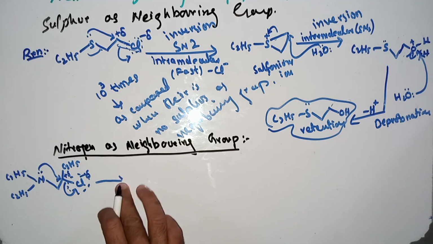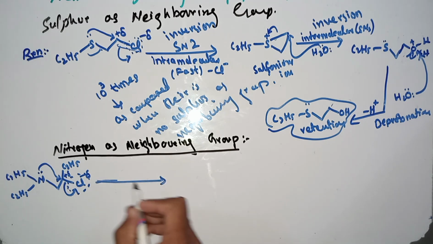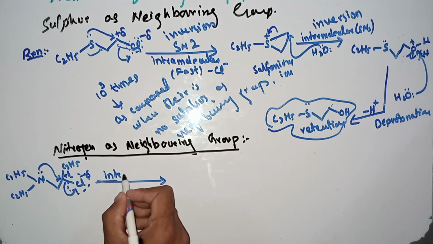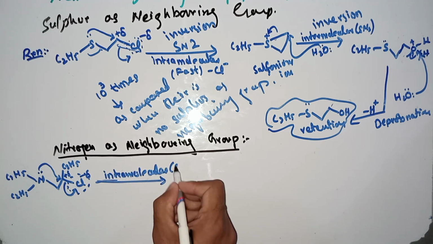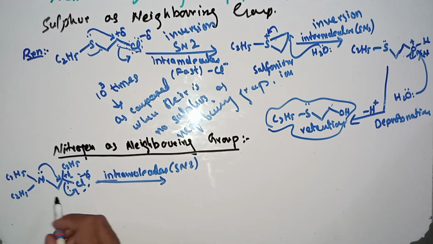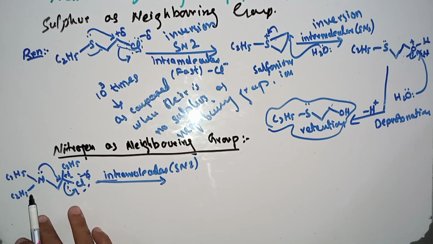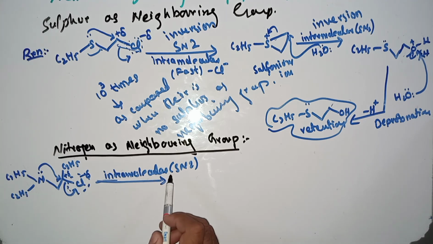So in the first step, it will be an intramolecular attack, intramolecular SN2. Why is it SN2? First of all, it is an SN2 reaction because the nucleophile attacks the electrophilic carbon while at the same time chlorine is also leaving as the leaving group. When the attack of the nucleophile and the leaving of the group occur at the same time, the reaction is called an SN2 reaction.